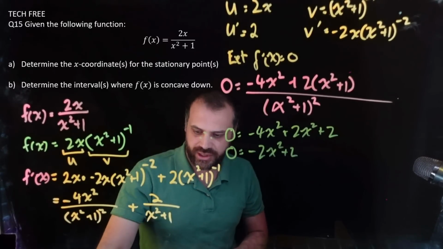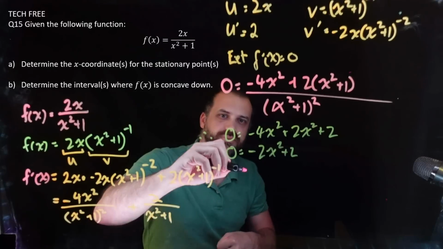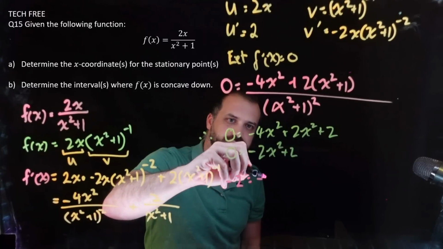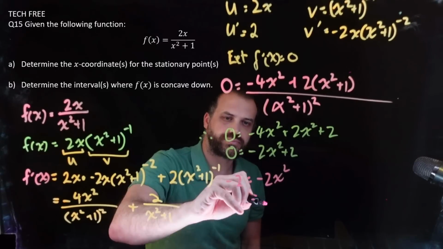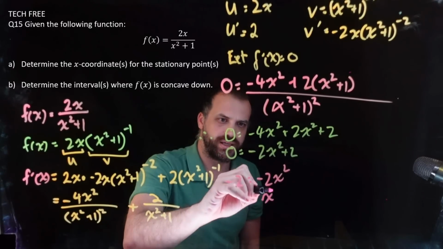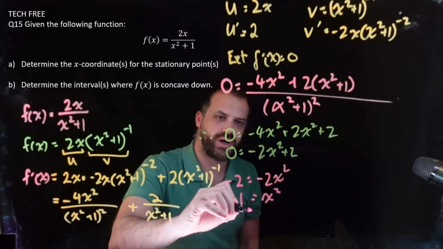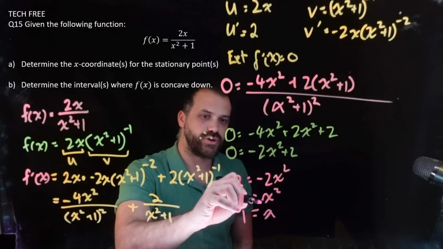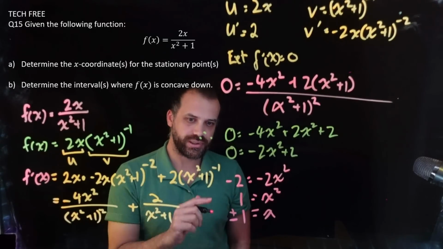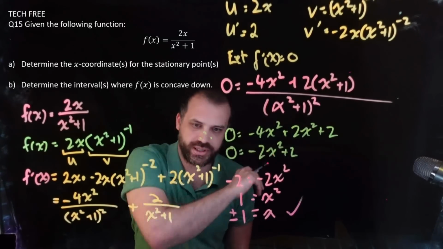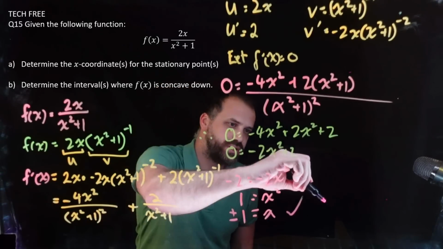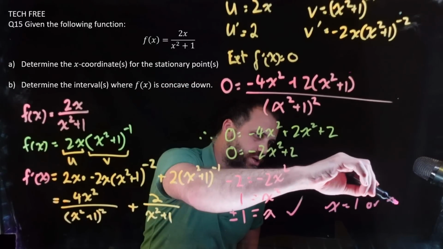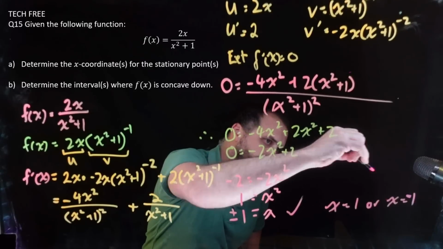And it feels like now we can just solve that relatively easily. Negative 2x squared. Divide both sides by negative 2, we get x squared equals 1. And so x is equal to the square root of 1, plus or minus. My stationary points there. Stationary points at x equals 1 or x equals negative 1.